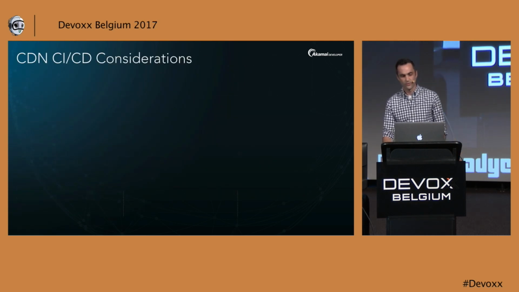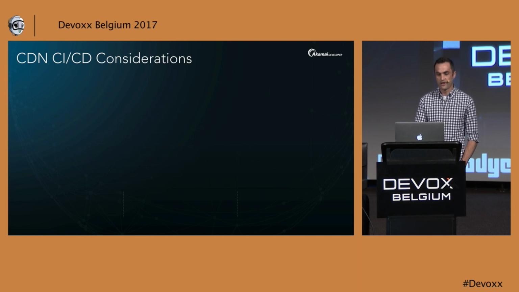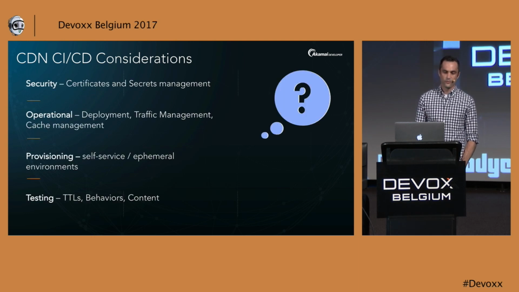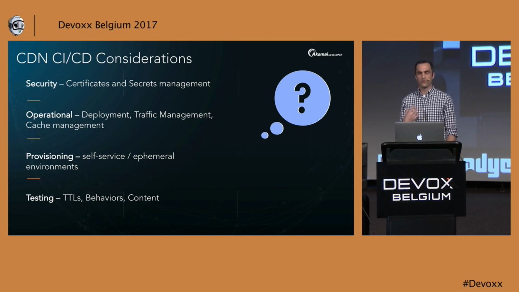So what are the things we need to consider when we embark on a journey to automate our usage of these CDNs? The main ones are things like security, right? So we're deploying certificates to the CDN. We're provisioning new certificates, especially if we're creating and provisioning new environments. We also have to manage our various API credentials and tokens and secrets.